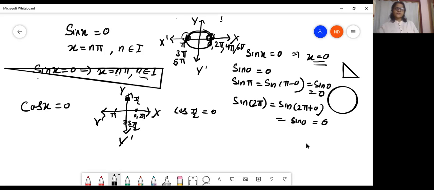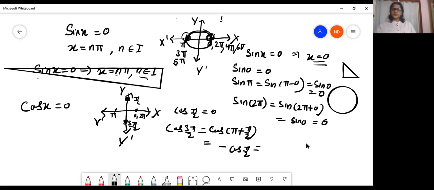Now you see 3 pi by 2. Let's try. Cos 3 pi by 2 means it is cos of pi plus pi by 2. Okay. Now cos of pi plus theta is minus cos theta. So that means minus of cos pi by 2. Cos pi by 2 is 0, so it is minus of 0. It means 0, right? So here we are very clear. When x equal to pi by 2, cos x is 0. When x equal to 3 pi by 2, cos x equal to 0.